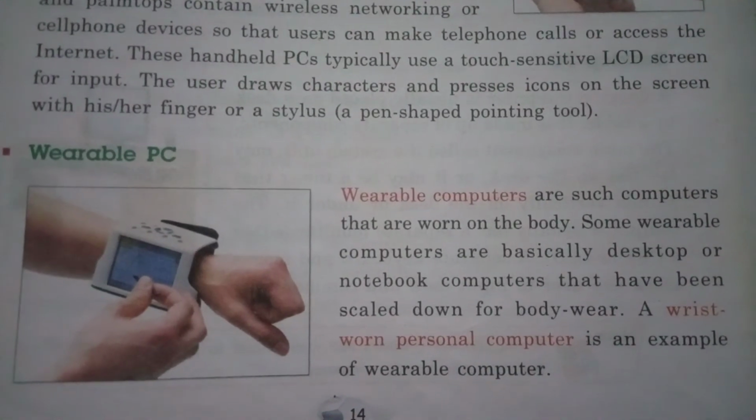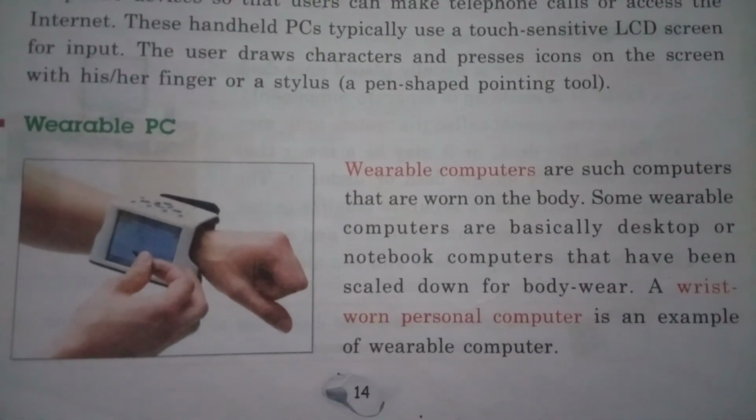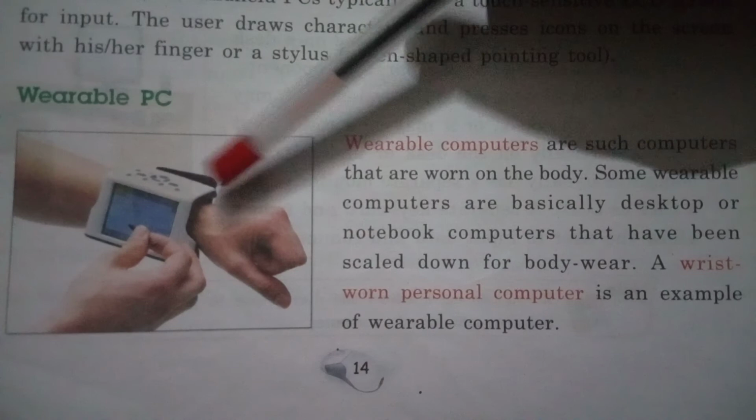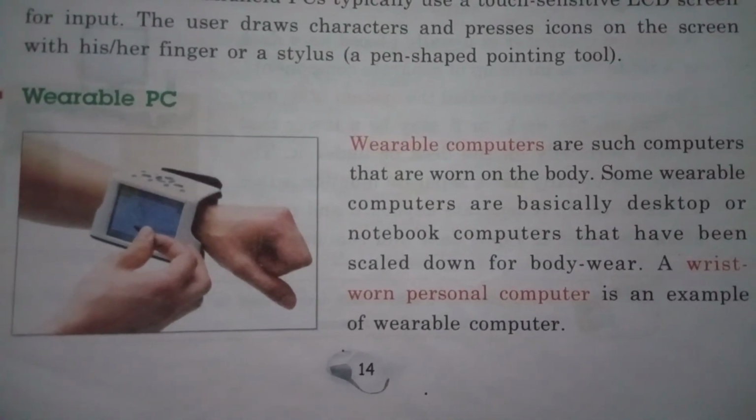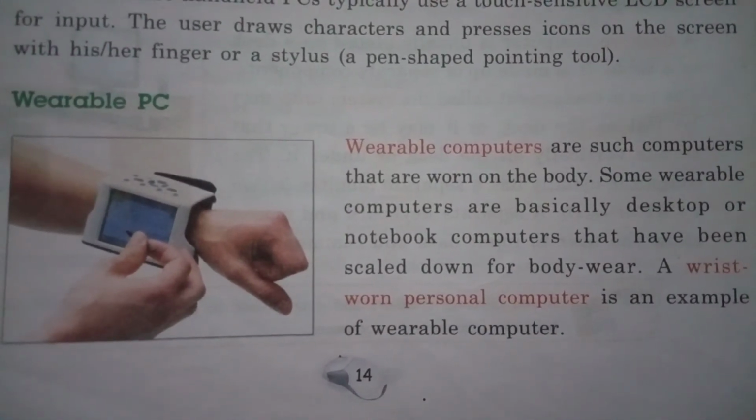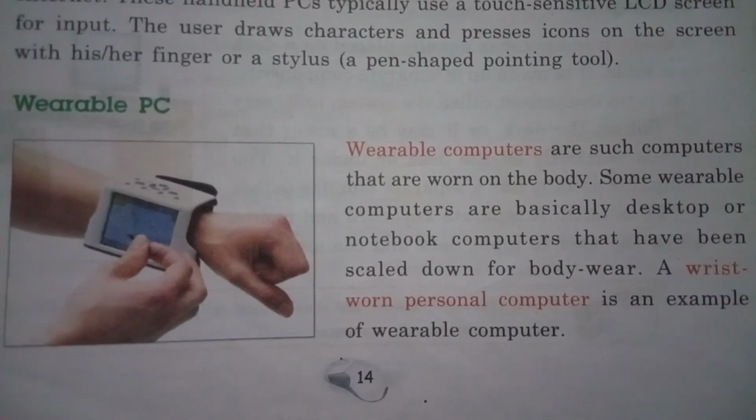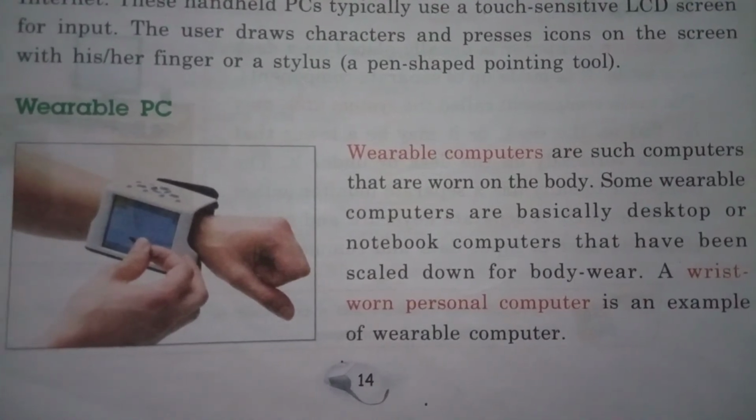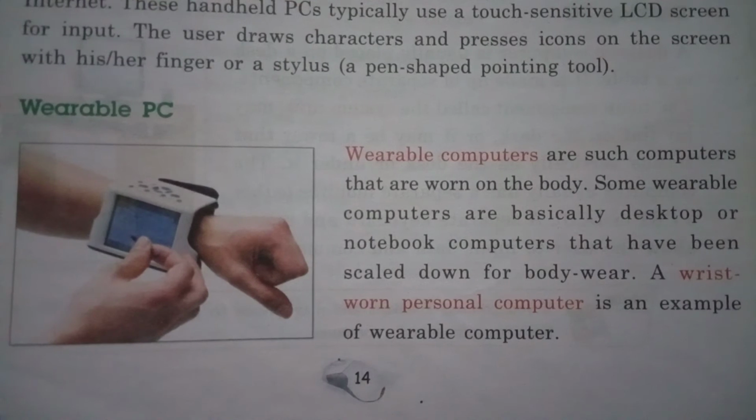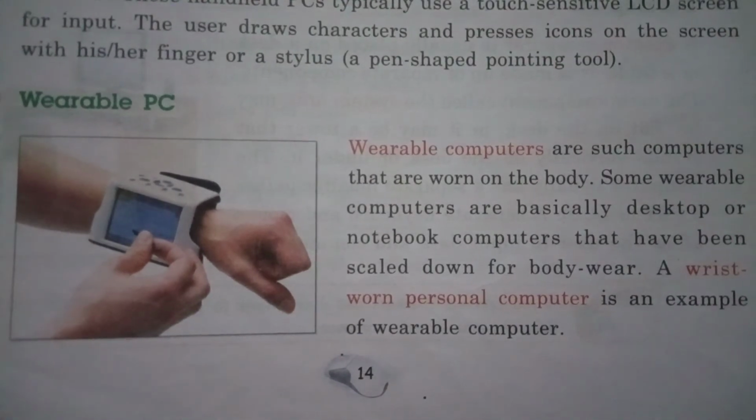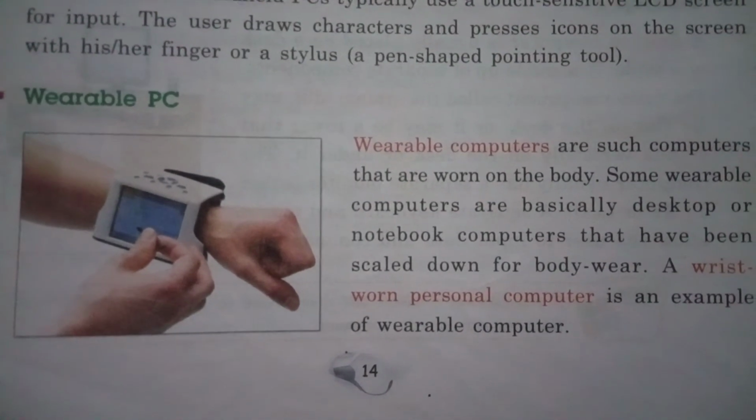Next is wearable PCs. Wearable PCs are computers that are worn on the body. You can see the picture of a wearable computer. You can wear these computers on your body. Some wearable computers are basically desktop or netbook computers that have been scaled down for body wear. A wrist-worn personal computer is an example of a wearable computer. You can see this. This is a wrist-worn personal computer.